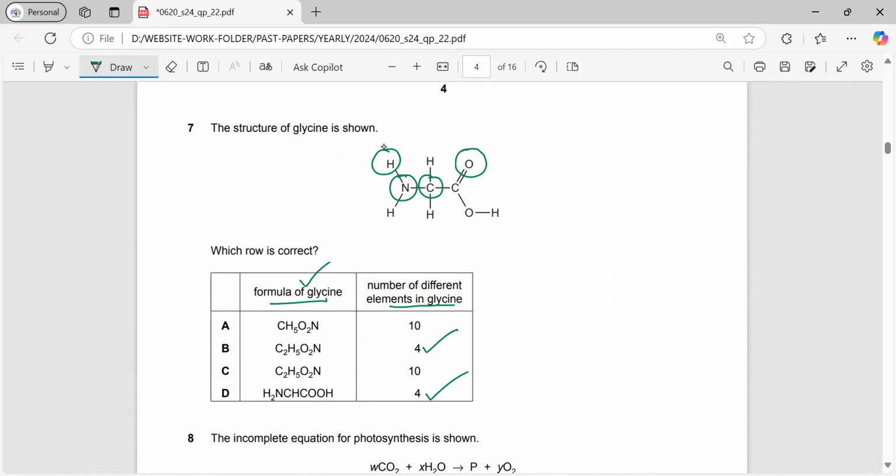Now let's see the formula. We have 1 nitrogen, we have 5 hydrogens, 1, 2, 3, 4, 5, 5 hydrogen, we have 2 carbons, and we have 2 oxygen. So from this, we can identify that the formula is C2H5O2N, and the number of different elements is 4. So the answer is B.